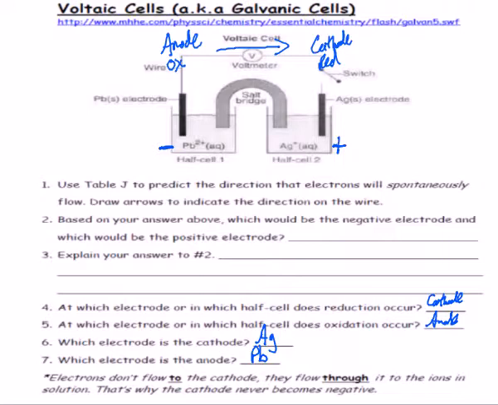So the electrons, they're flowing out of here where the oxidation's happening, up through the wire, here into solution, because they want to get to where the positive charges are. The salt bridge allows ions to continue through, so there's your cell. That's why the cathode never becomes negative, because those electrons are flowing through it. It's a pathway that allows those to flow.